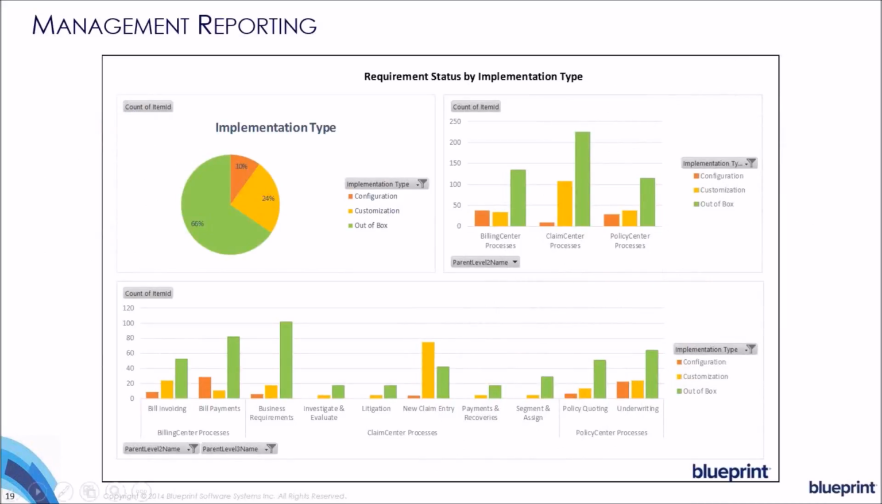And then at the bottom, you can drill down into different sub-processes within the claim center that point out that the new entry claim process, we seem to have a lot of customization. So it provides you that information that you can then look into further. Maybe you need to investigate it, email the project manager to see what's going on.